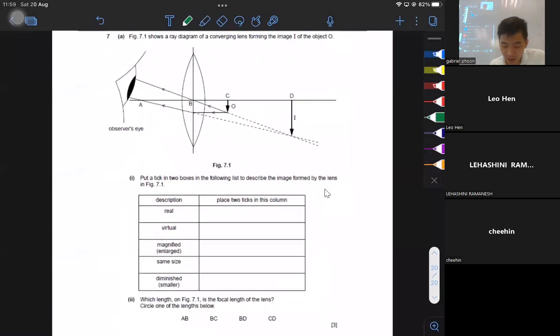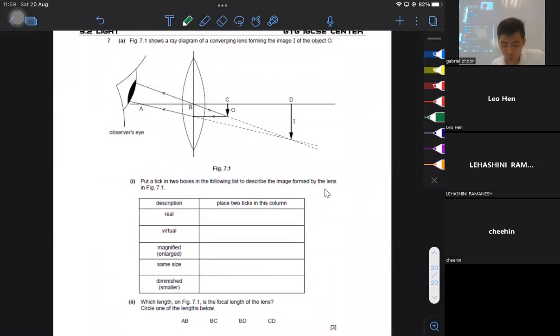In fact, right now, looking at this question here, I want to know all of your answers for this last part. Guys, look at 7A2. For everyone that is here, before you go, let me know your answer. Then I know whether to abuse you or not. Those who are online, you can send me a PM as well. Look at 7A2. Which length on 7.1 is the focal length of the lens? Circle one of the lengths below.